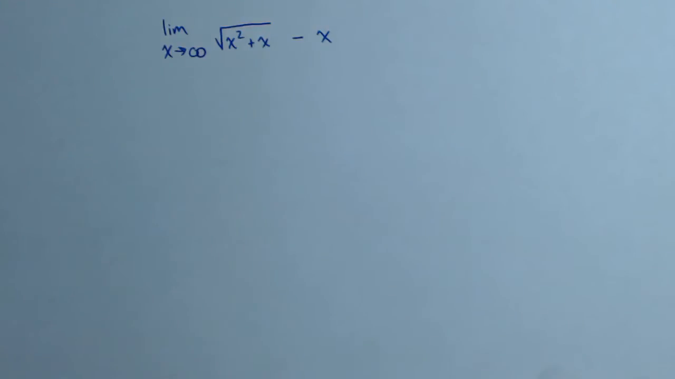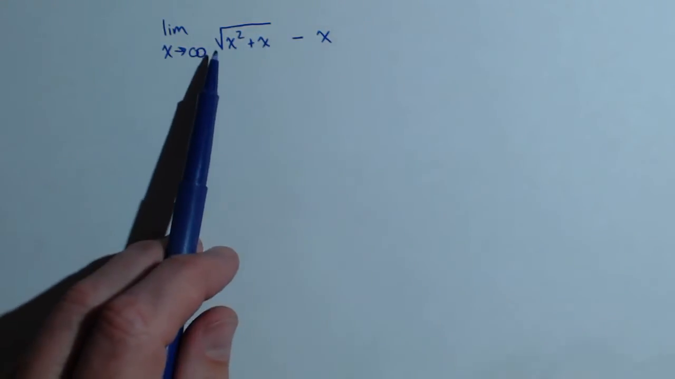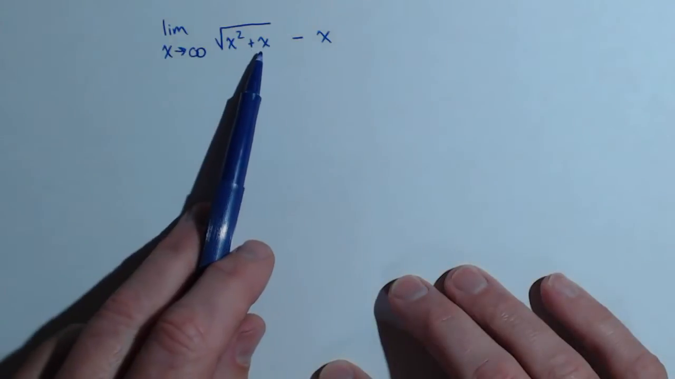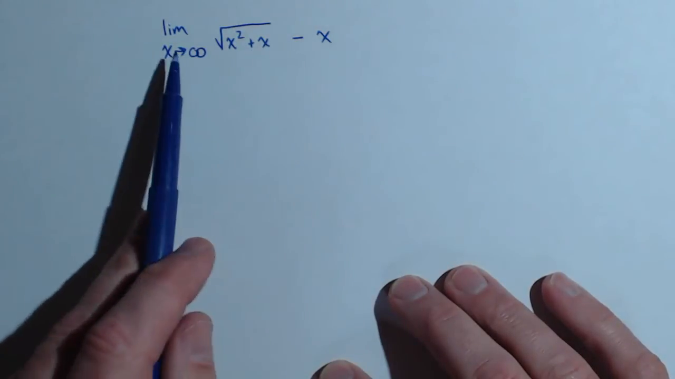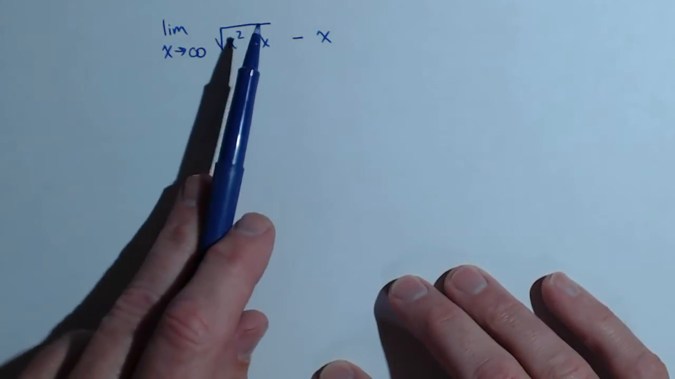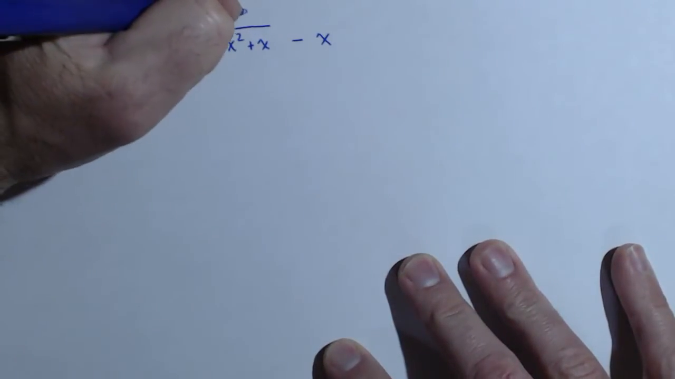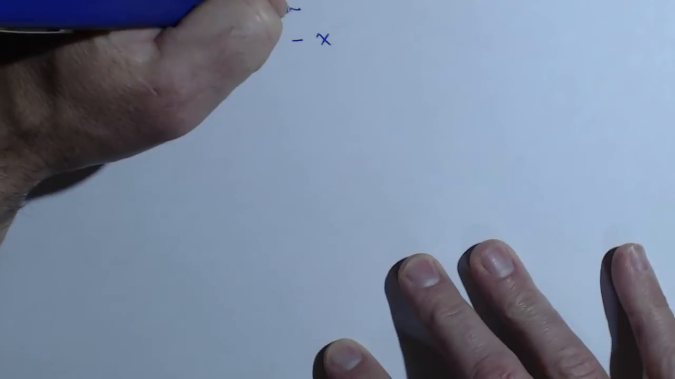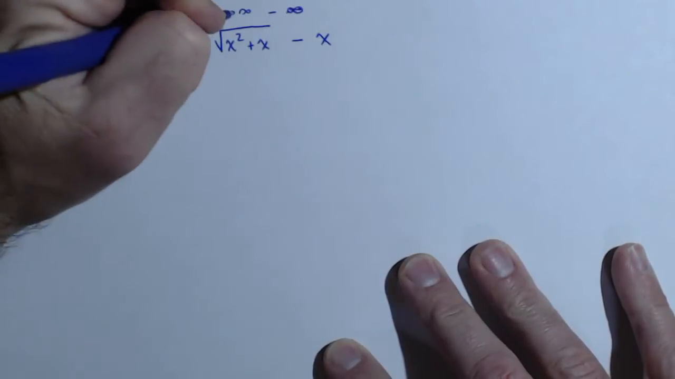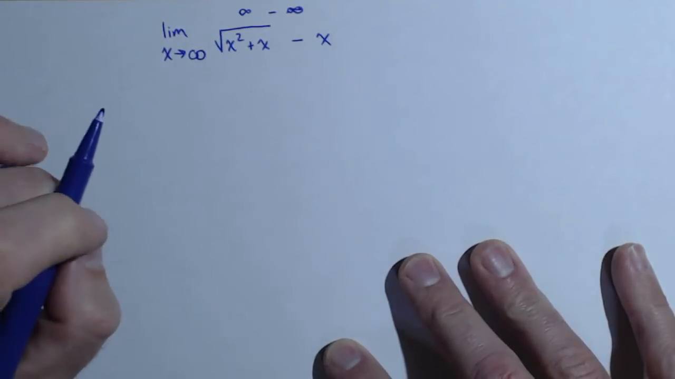In this video, we're going to look at calculating the limit as x goes to infinity of the square root of x squared minus x, minus x. Now, as x goes to infinity, this piece goes to infinity and this piece goes to infinity. So this is an infinity minus infinity case, which means it does qualify for L'Hopital's rule. So we're going to apply L'Hopital's rule.